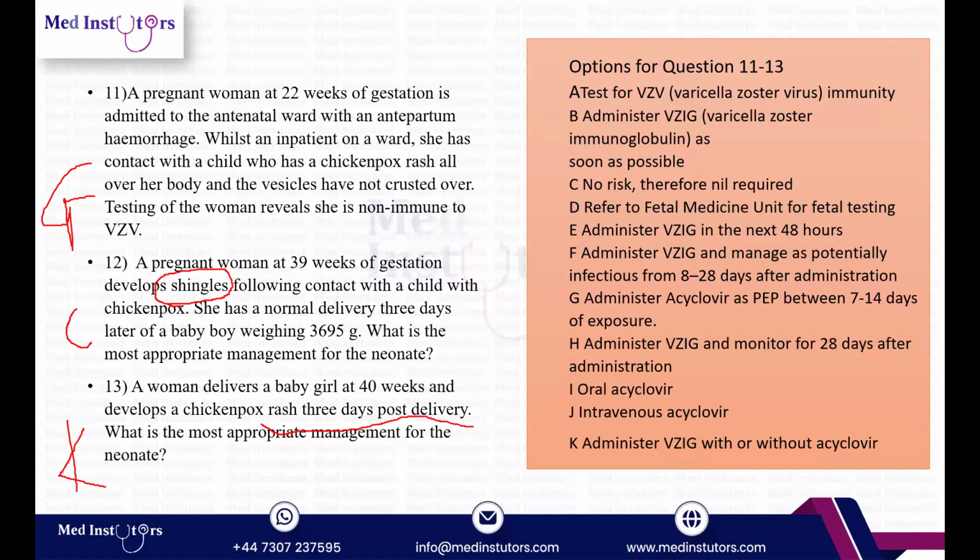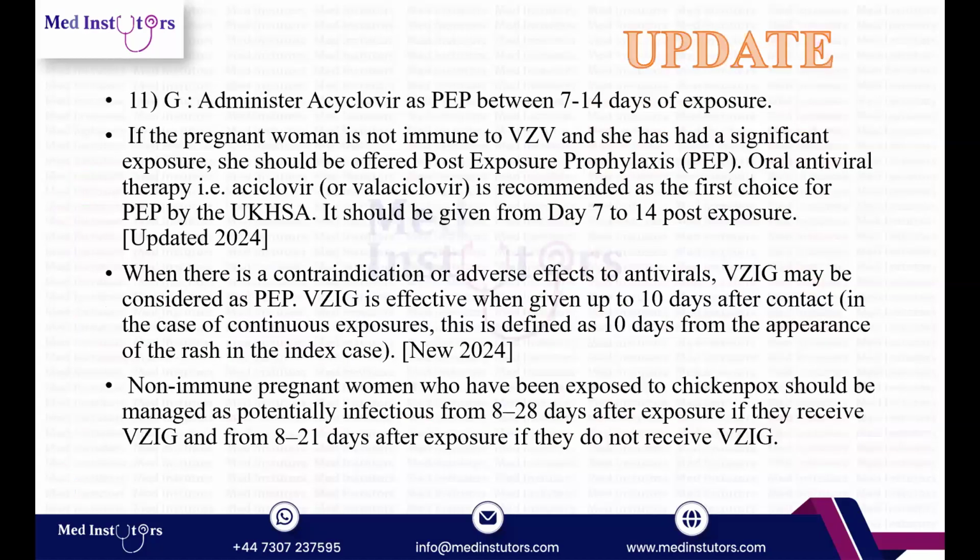Okay, so let's go to the question and answer discussion. The first is the update. So here is the big update that I've put. And please, please, please screenshot this and keep it in your review folder for a few days before reviewing. If the pregnant woman is not immune to varicella zoster virus and she's had a significant exposure, she should be offered PEP in the form of oral antiviral therapy like acyclovir or valacyclovir. And this should be done from day 7 to day 14 post exposure. However, if there's some contraindication for antivirals, then only we would give varicella zoster immunoglobulin.